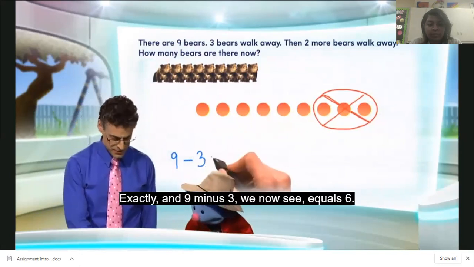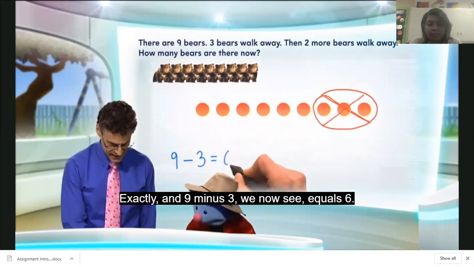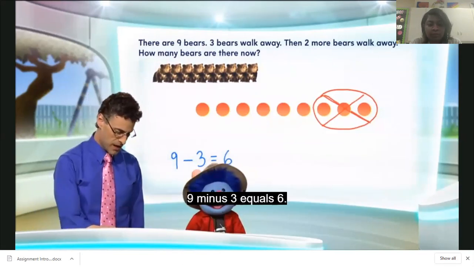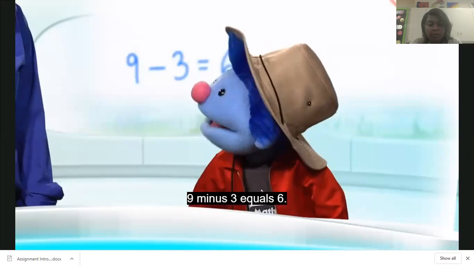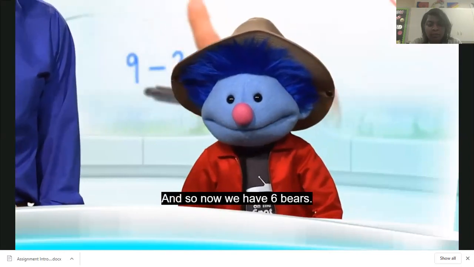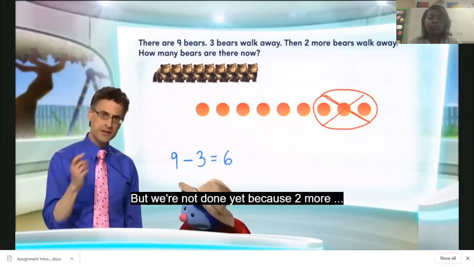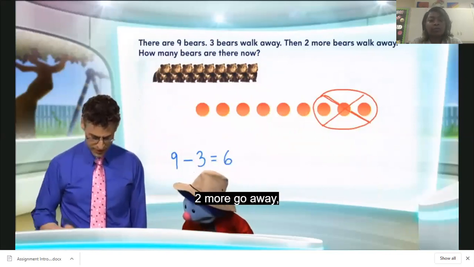Exactly. And 9 minus 3 we now see equals 6. So we just discovered a really cool subtraction sentence. 9 minus 3 equals 6. That's just wild. And so now we have 6 bears. We have 6 bears left. Sure do. But we're not done yet because 2 more go away.